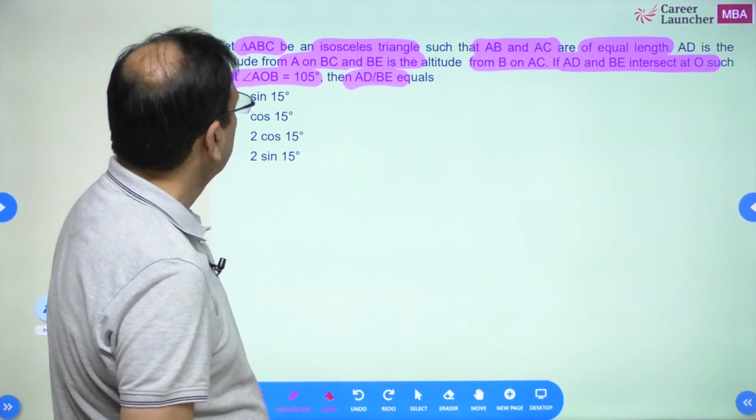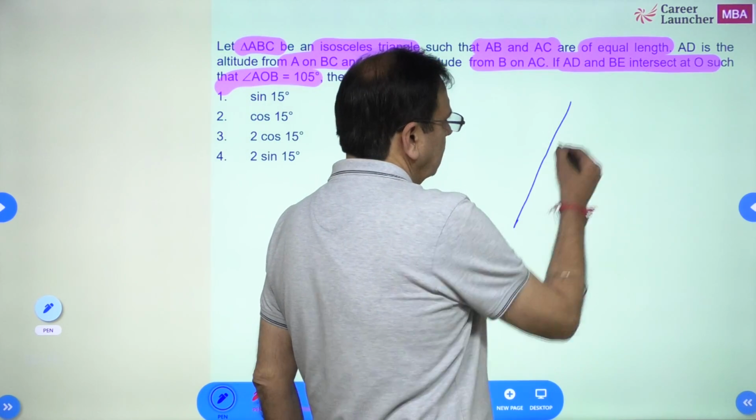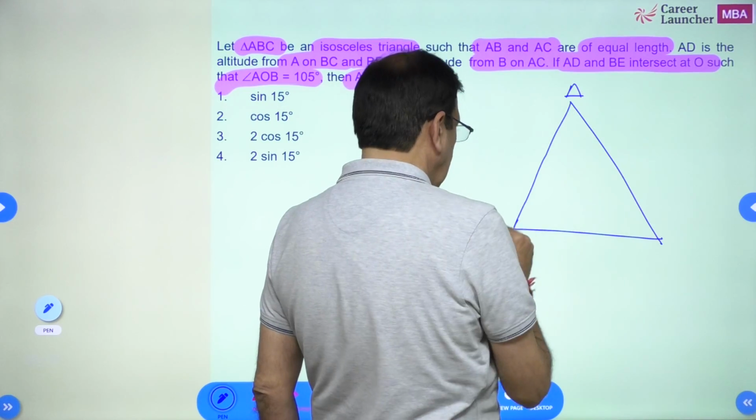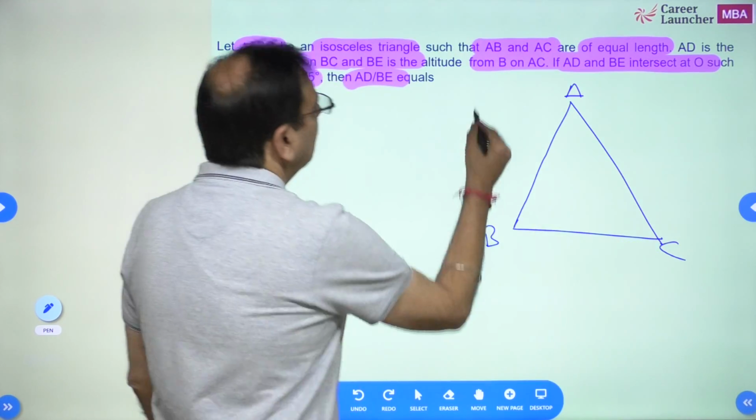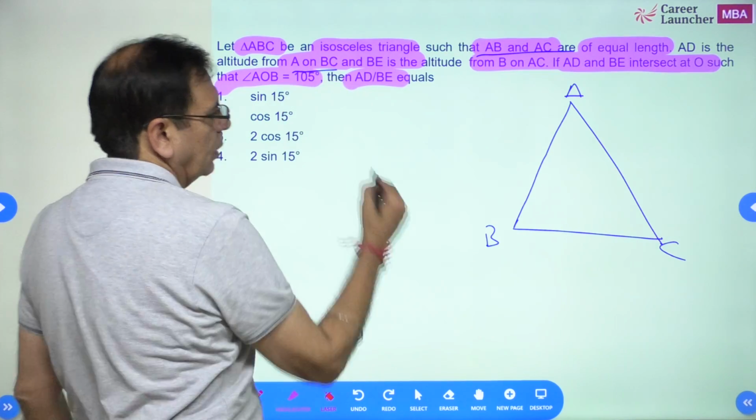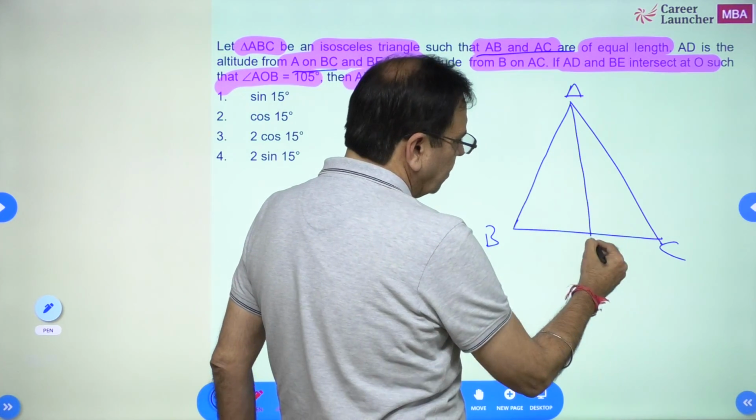चलो, let's do the figure. ABC is an isosceles triangle. Okay. So AB is equal to AC, that's given. Okay. AD is the altitude from A onto BC. Obviously, altitude है ये तो बीच में ही आएगा ना.